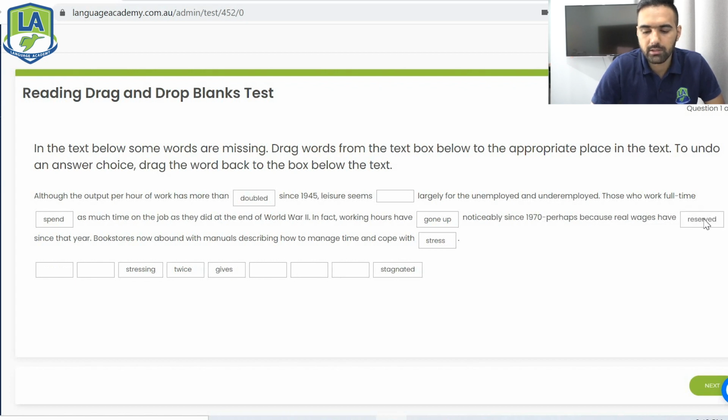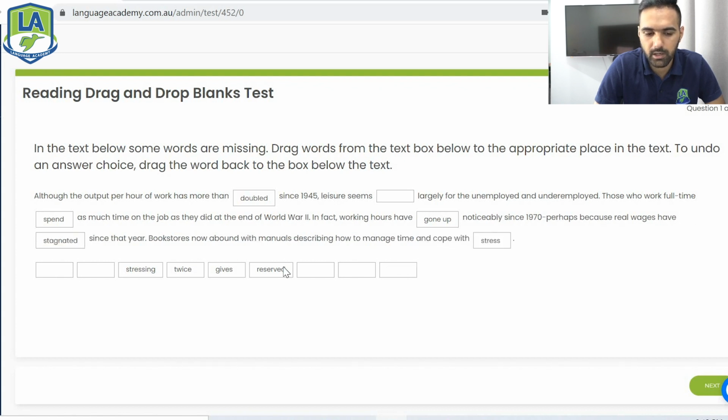Why? Because reserved is a term used for something which is limited, right? So for wages, we have to use a word which is associated with numbers. Wages go up, wages remain the same, wages decrease. Stagnated will be the right answer. Have stagnated. So most probably with have, you use the word with ED, right? And now we have got one blank left.